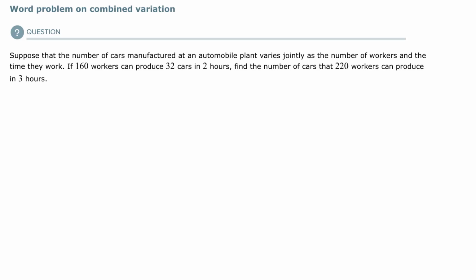Let's look at the very first sentence again. The number of cars manufactured at an automobile plant. Let's translate that to be C. Varies jointly. What does varies jointly mean? Well, you're going to need a proportionality constant. And we need the number of workers. So why don't we call that times W. And the time they work, so times T. So there's your relationship. C is equal to K times W times T.